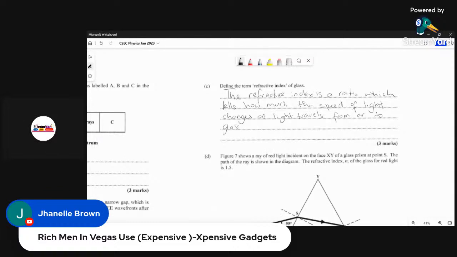Okay. Now, would you like to put any, or do you think of any other information that you could possibly put to ensure that you get your full 3 marks?